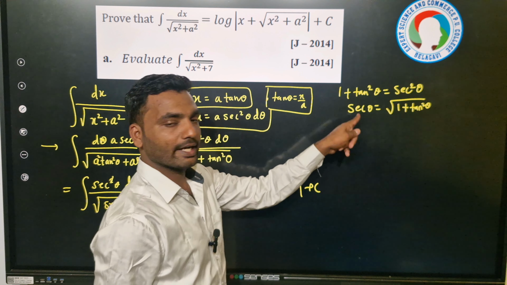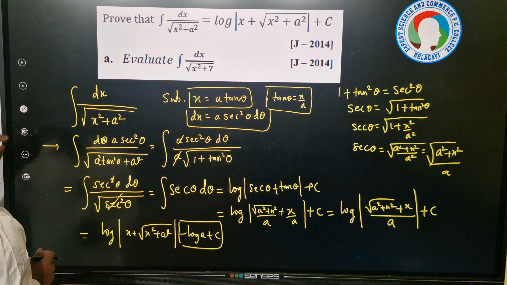You know the property of logarithm. Log m divided by n is nothing but log m minus log n. So here it is log of x plus square root of x square plus a square, and here it is minus log a plus c. Here log a is nothing but a constant term. If log a is a constant term, c is also a constant term. So consider this whole thing as an arbitrary constant or integration constant. So write this as a constant term.